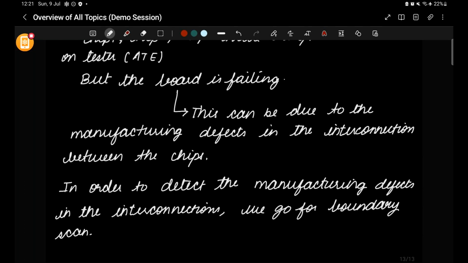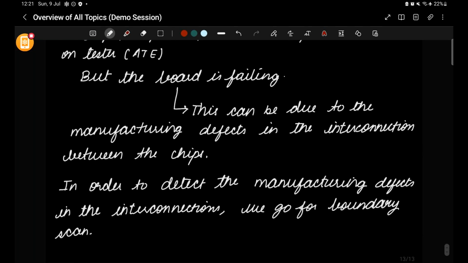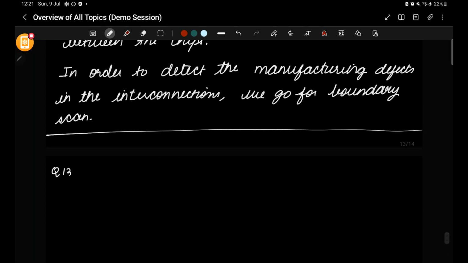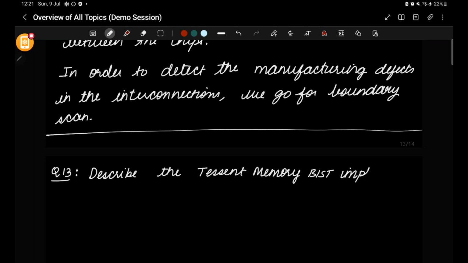Okay. So now let us see a few questions from MBIST. Describe the decent memory BIST implementation. So, the decent memory BIST implementation is nothing but, I just paste a diagram.